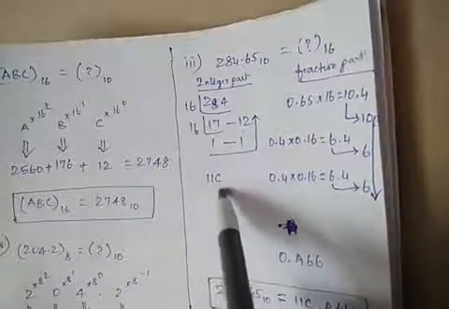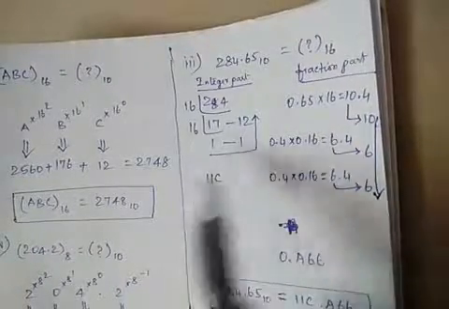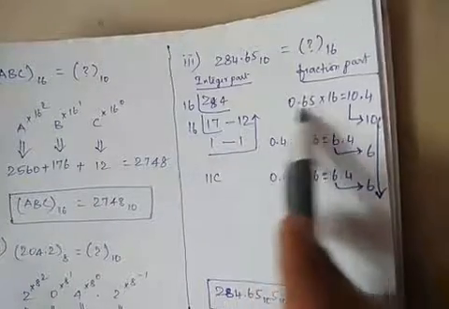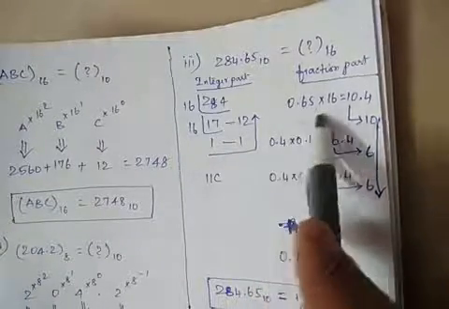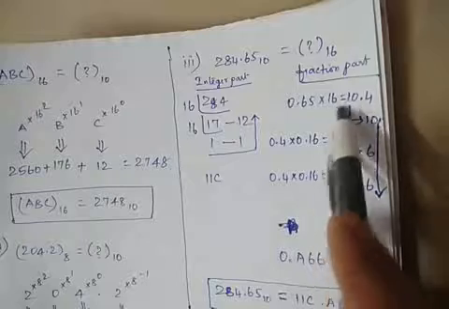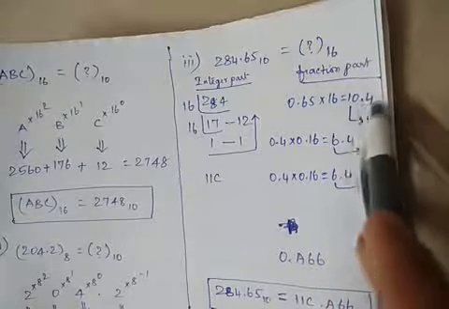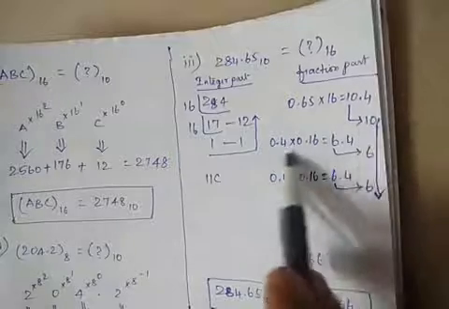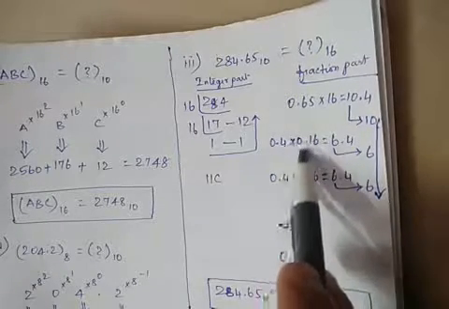So 11C. 12 means C. So this is the integer part of the hexadecimal number. And for the fraction part, 0.65 multiplied with 16, so I got 10.4. So take this 10 integer part separately, then 0.4 into 16.